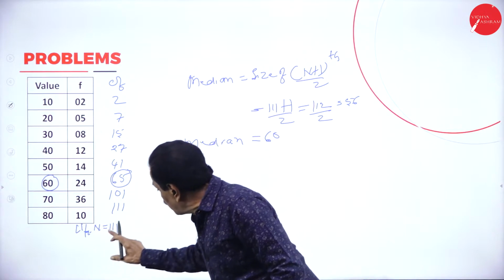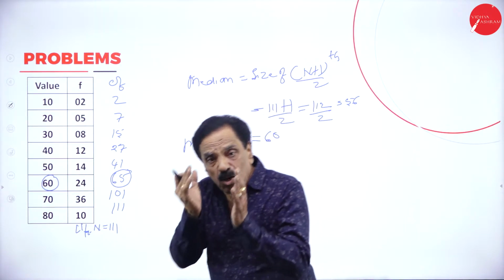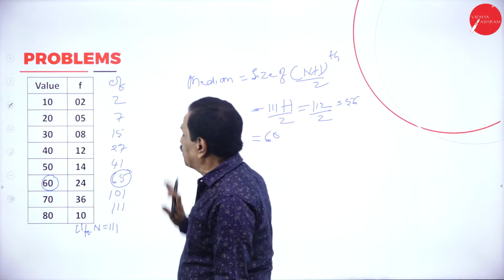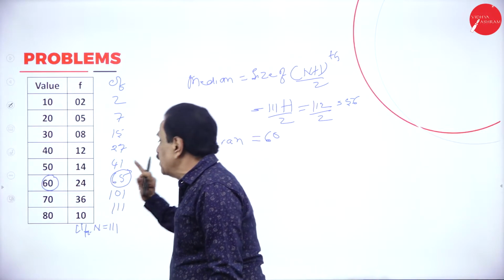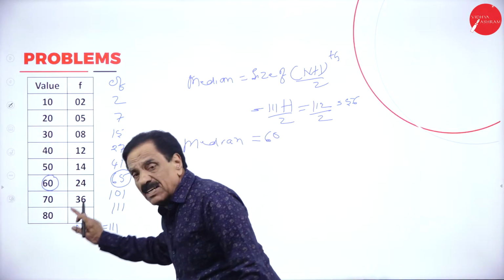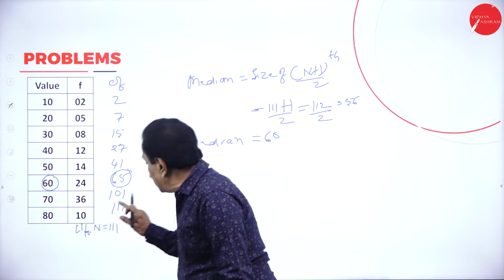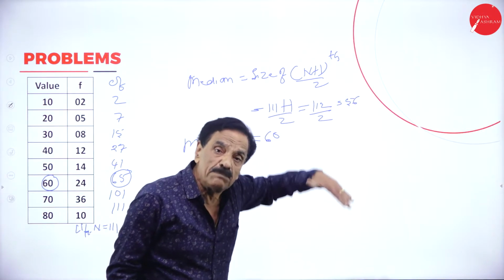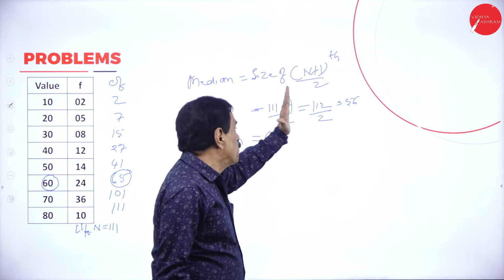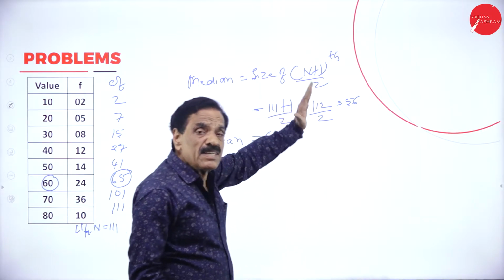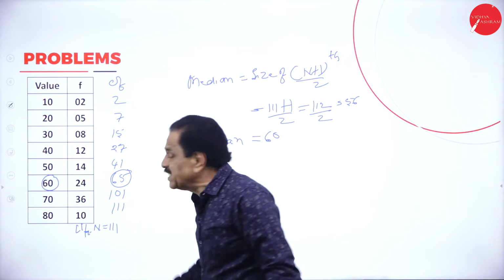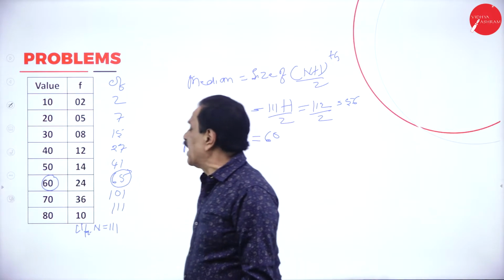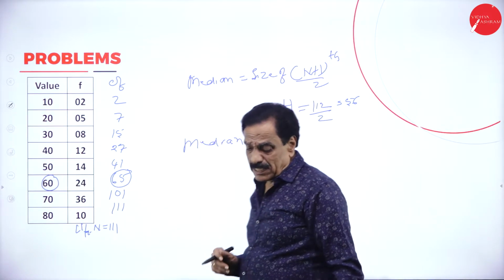What is the first step to follow? Add the frequency. Frequency is equal to 111. Make the cumulative frequency. First number is 2, plus 5 is 7, plus 8 is 15, 12 is 27, 14 is 41, 24 is 65, 36 is 101, for the 10 is 111. Apply the formula. Median is equal to (n plus 1) divided by 2. What is your n? 111 plus 1 divided by 2 is 112 divided by 2, it will come 56. Find 56 in cumulative frequency. 56 will come under 65. The constant value is equal to 60. Therefore, median is equal to 60.